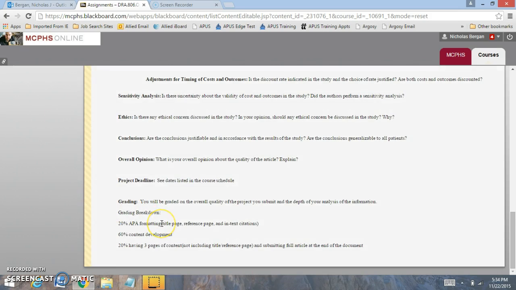Here's how you're being graded. 20% for APA formatting, so make sure to have that title page, reference page, and in-text citations. 60% for content development, and 20% for having 3 total pages of content.